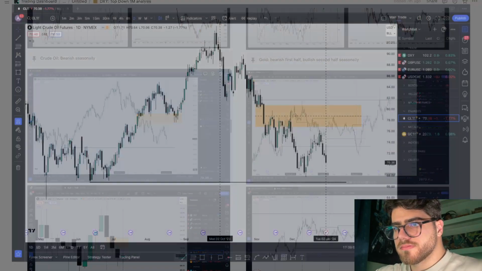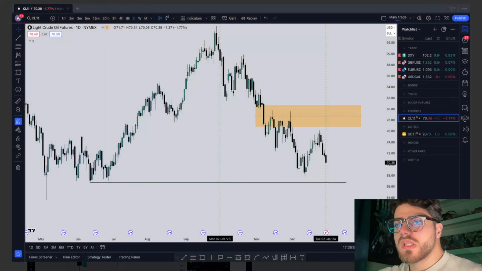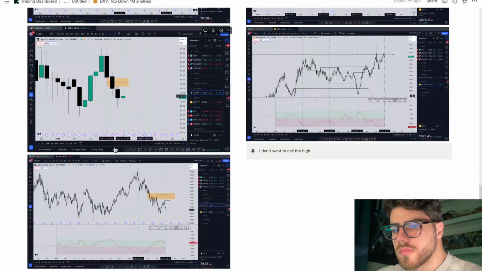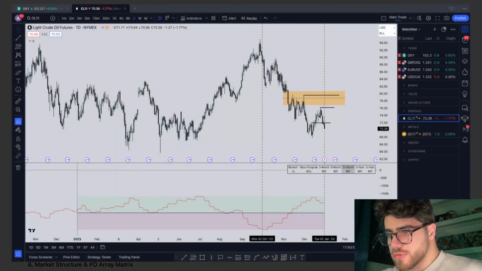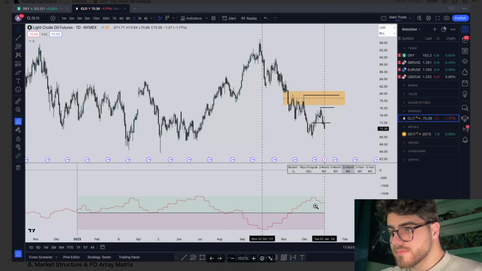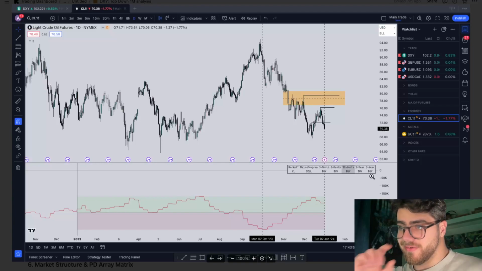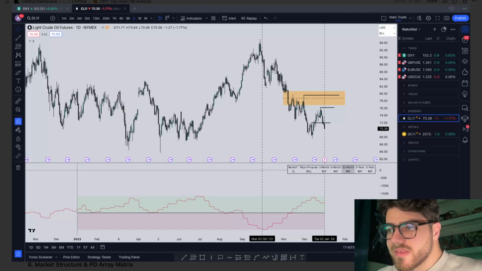To keep going, crude oil. Let's look at COT. Crude oil is in a buy program on the 12-month, 2-year, and 3-year. So that's a reason to be bullish on crude oil.